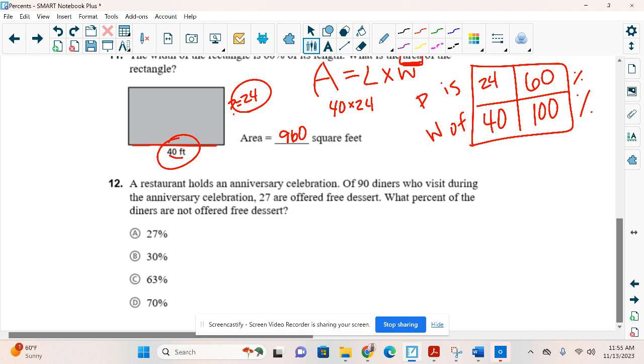A restaurant holds an anniversary celebration. Of 90 diners who visit during the anniversary celebration, 27 are offered free dessert. What percent of the diners are not offered free dessert? I see the word percent. So what am I thinking I'm going to need to do? Put it in my percent box. Part to whole.